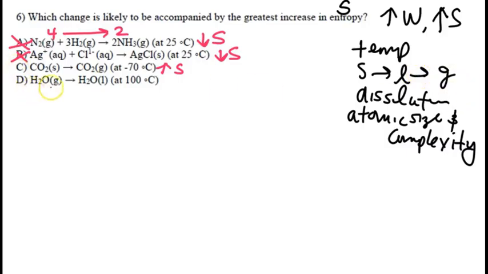Let's look at letter D. We have H2O gas going down to H2O liquid. Again, we're talking about a phase change. We're going from a gas down to a liquid, so we are decreasing our entropy. They're asking us which change is likely to be accompanied by the greatest entropy. We definitely are going to choose letter C.